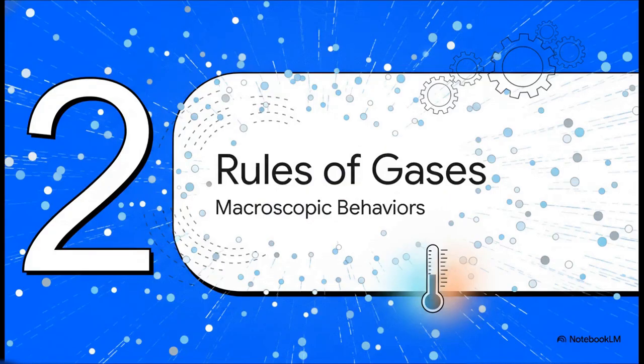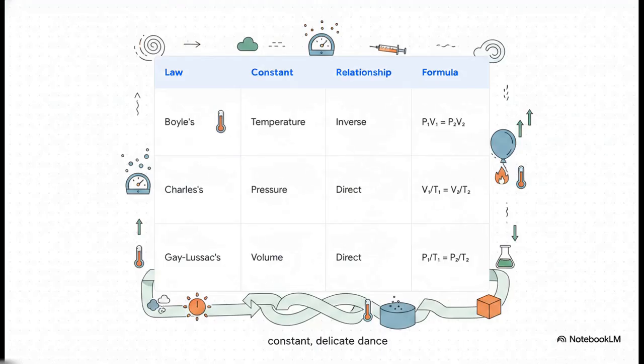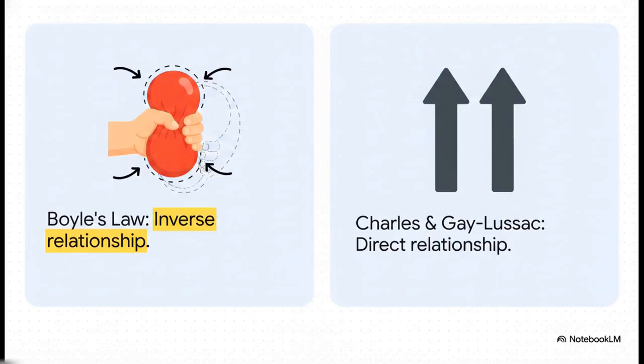Moving right along to Section 2, the rules of gases, macroscopic behaviors. All right, so we've got the 3 heavy hitters of gas behavior to talk about. To really understand these laws, scientists essentially lock one variable in a room and see how the other 2 play together. For Boyle's law, temperature is the constant. For Charles's law, pressure is locked in. And for Gay-Lussac's law, volume is the constant. When we map these out, you can really see how temperature, pressure, and volume are engaged in this constant, delicate dance.